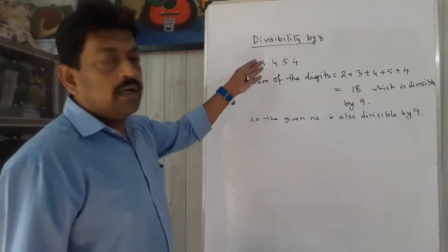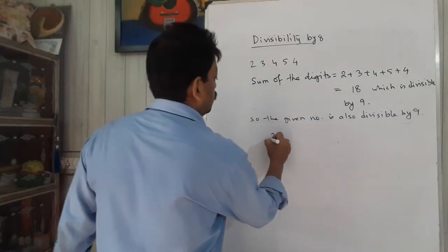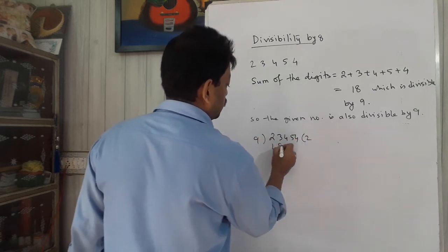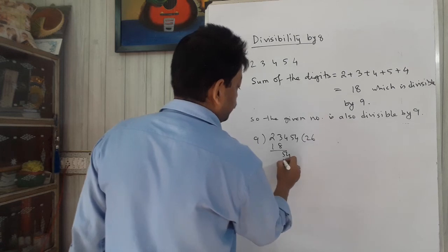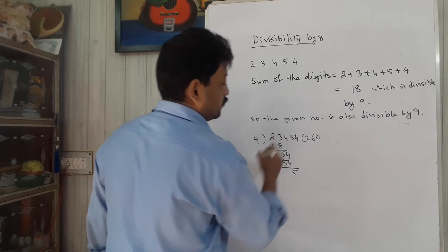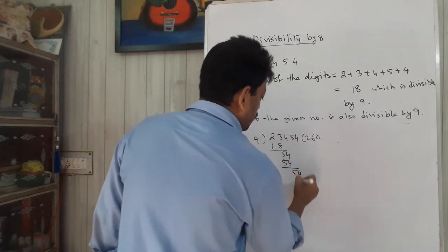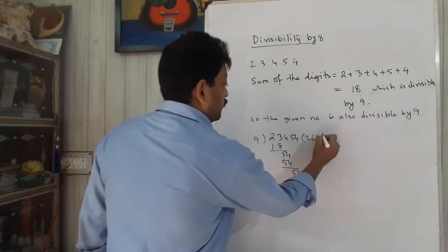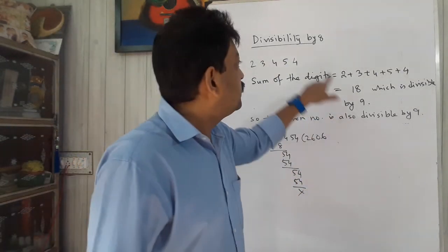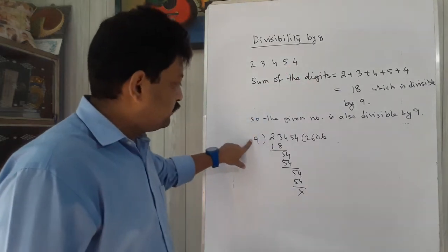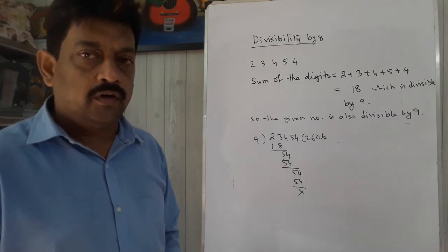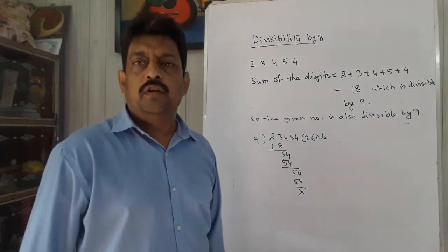Understood? Now again let us check it by direct division. 2 3 4 5 4. 9 2s are 18. 54. 9 6s are 54. 5 will come down because it is not divisible, so we have to take 0, then 9 6s are 54. So here you can see the rule says that this number is divisible by 9, and by the actual division method it is proved that the given number is divisible by 9. Okay, so that was the rule for divisibility by 9.